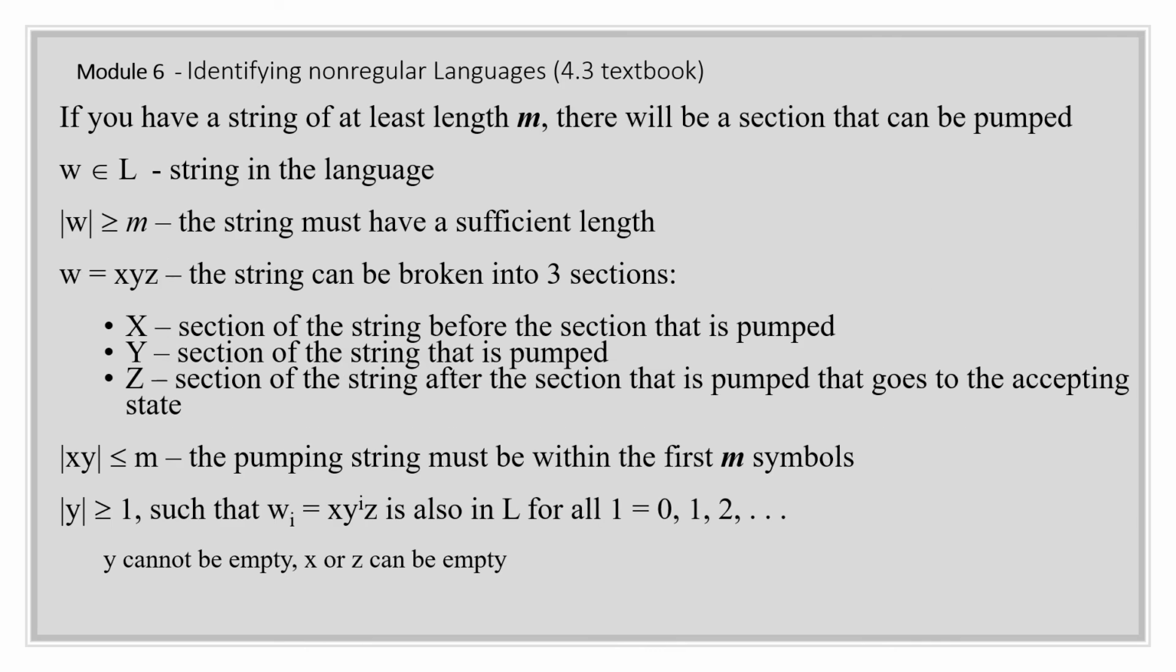So I broke it down here again. W is the string in the language. The size of W must be greater than or equal to M. Your string will be broken up into 3 sections, X, Y, and Z. X is the section before the string is pumped. It can be the empty string. Y is the section of the string that is pumped. It cannot be the empty string. And Z is the section of the string that takes you to the accepting state.